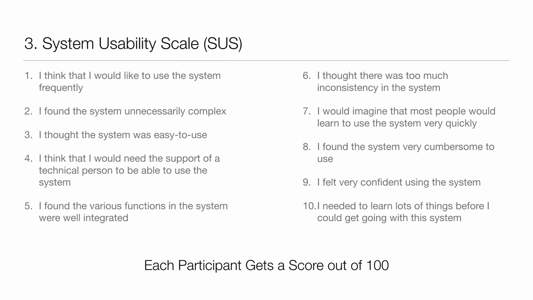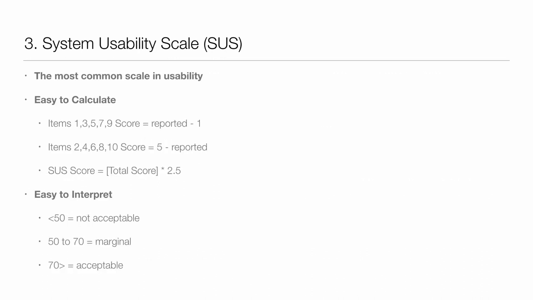Now, how do you turn this into a usable metric? Well, for items 1, 3, 5, and 9, you take whatever score the person gave, and you minus one. So if they all scored five, you minus one, they all score four. For items 2, 4, 6, 8, and 10, you take five minus the number. So if people scored one for all of those, your new score would be four. Okay, so you've just done a very simple bit of maths.